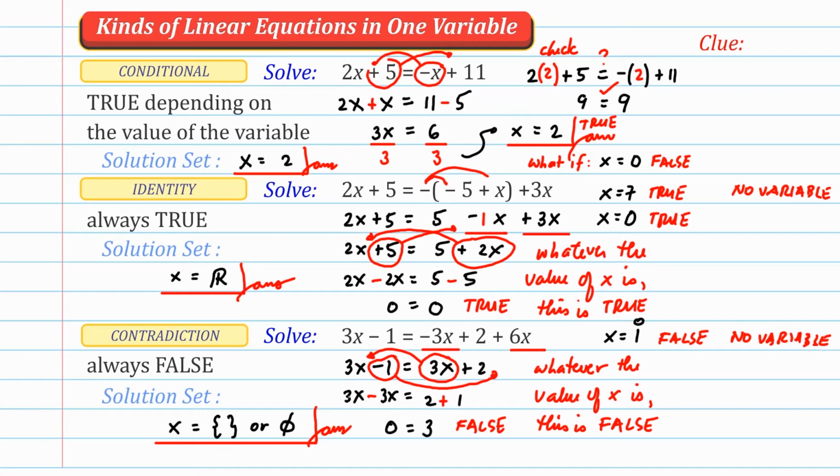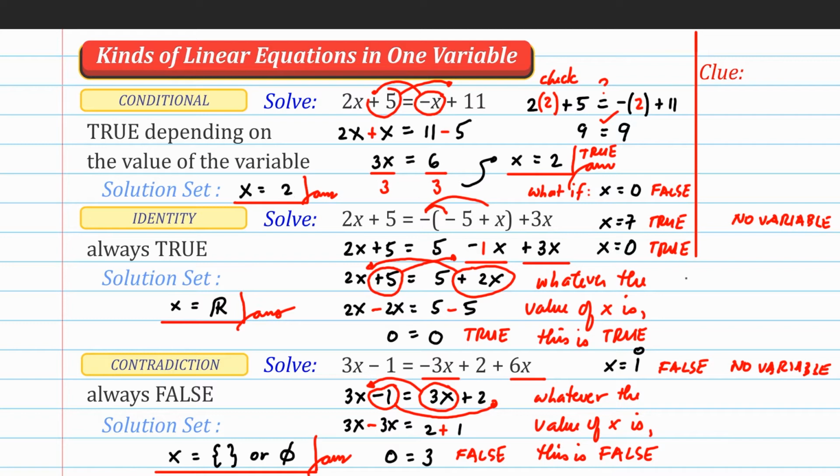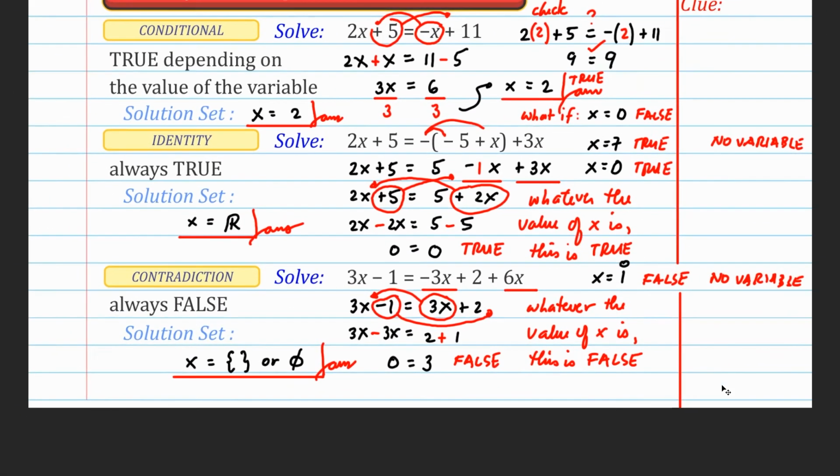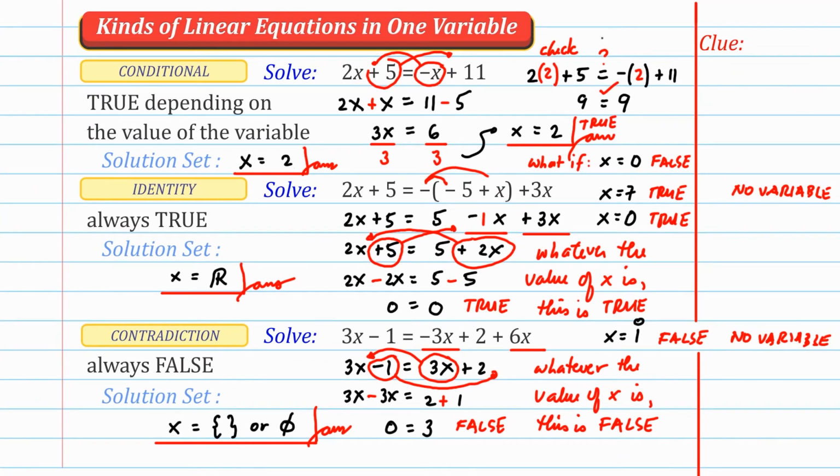Okay? Okay, pero teka. Kailangan i-generalize natin. Let's try to generalize, everyone. Okay. So, ano ang pinaka-clue natin? Paano natin malalaman that one is a conditional, an identity, and a contradiction? You look at the last part, the resulting statement sa dulo. Notice, kapag conditional, merong variable left.